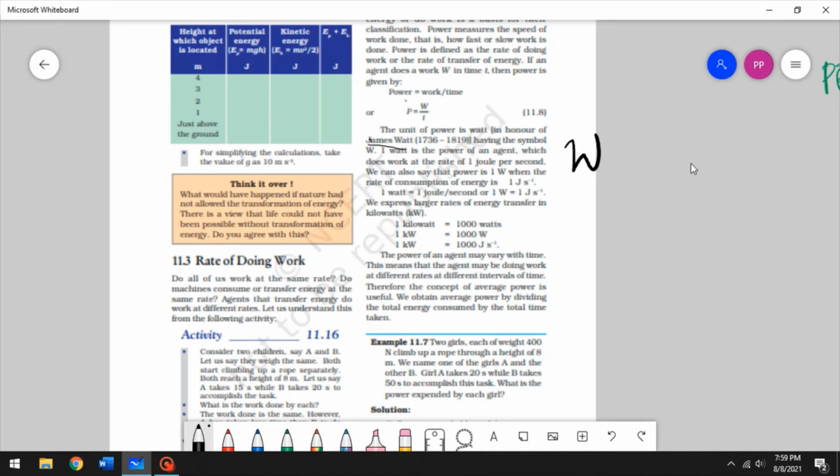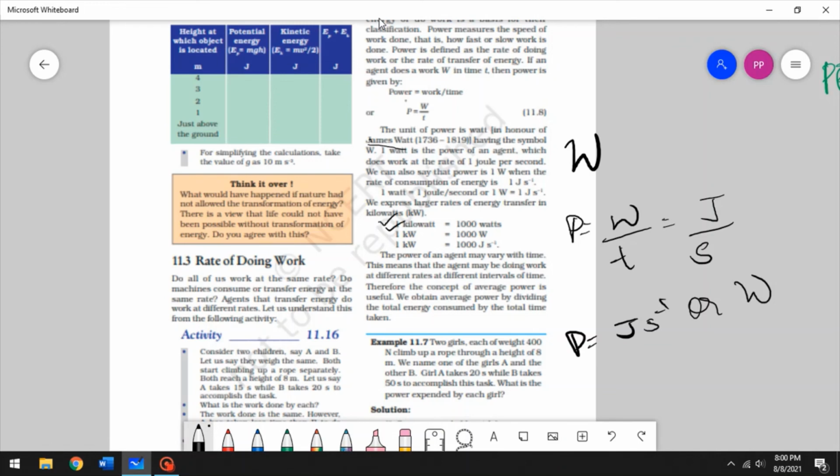Alright, so essentially power is work done by time, and work done is joule. Time is second. So the unit of power could be joule per second, but it is also watt. Alright, so they gave important relations here. 1 kilowatt is 1000 watts, or 1000 joules per second.